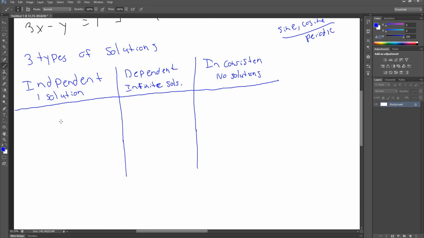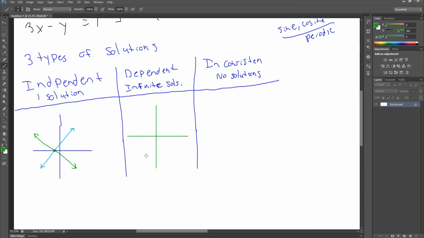So in an independent solution, if I were to draw a coordinate system or a coordinate plane, I could have this as one of my equations, and then I could have this as my other. The one solution is the point where they intersect. In dependent systems, we have an infinite number of solutions.